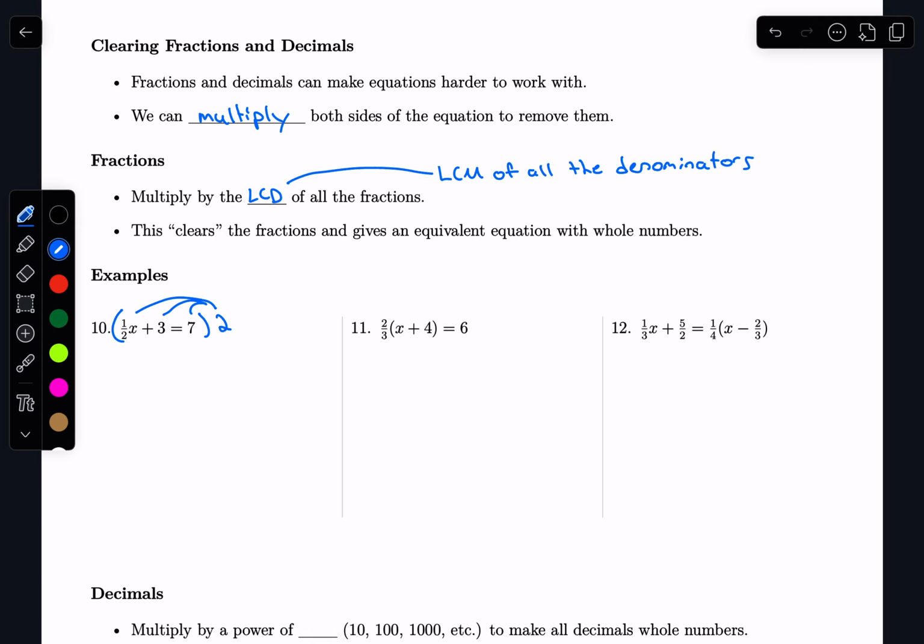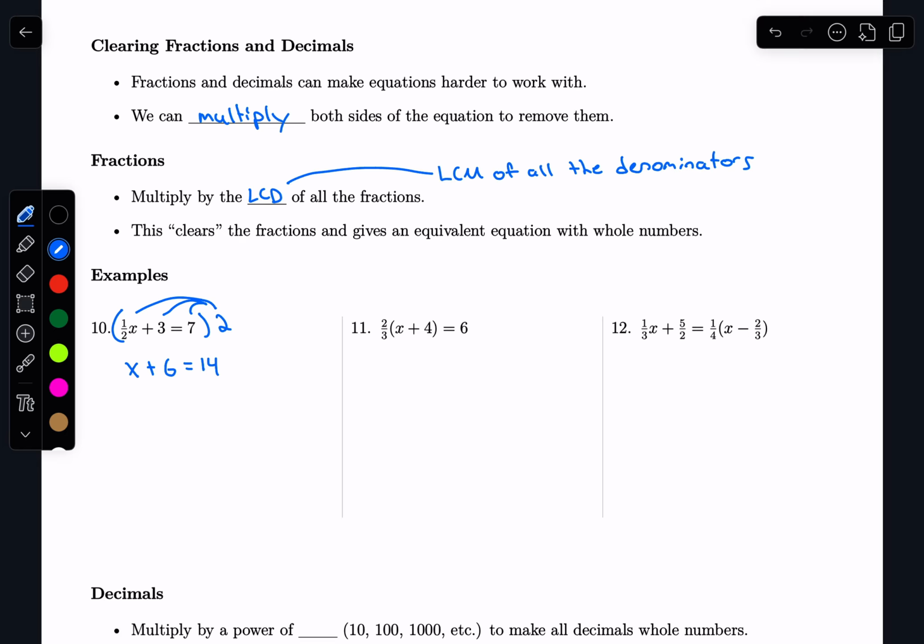But for right now, we have 3 terms, 1/2 x, 3, and 7. So I'm going to distribute the 2 to all 3 things. 1/2 x times 2 just gives me 1x. 3 times 2 gives me 6. And 7 times 2 gives me 14. The most common mistake here would be forgetting to multiply the 7 by the 2. Okay, so just make sure that 2 distributes everywhere because it goes to both sides of the equation.